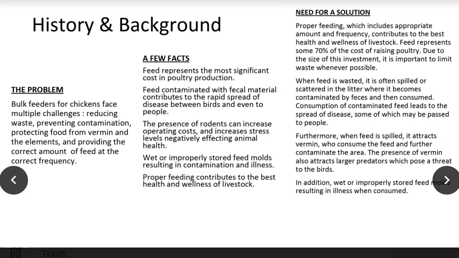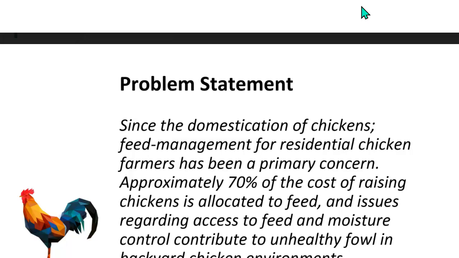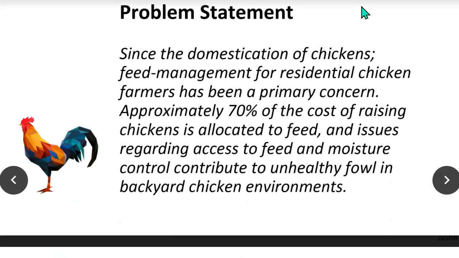Again, you've done this work. This is our final problem statement. It needs to be about this long, and it needs to answer everything. So in this example, since the domestication of chickens, feed management for residential chicken farmers has been a primary concern. Approximately 70% of the cost of raising chickens is allocated to feed, and issues regarding access to feed and moisture control contribute to unhealthy fowl in backyard chicken environments. So that's the problem we're trying to solve.